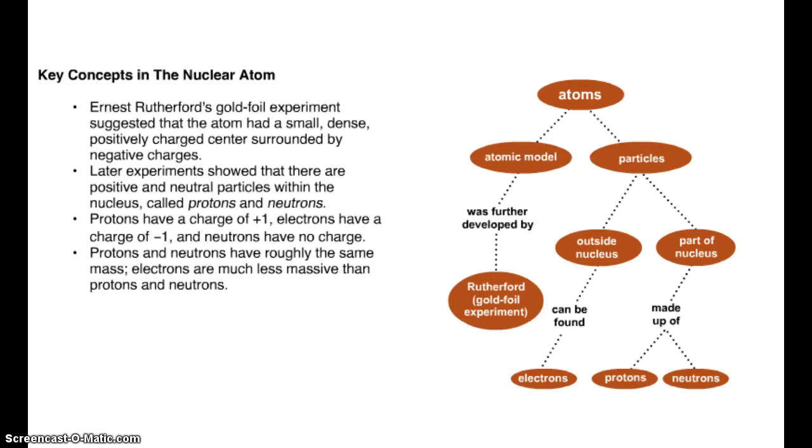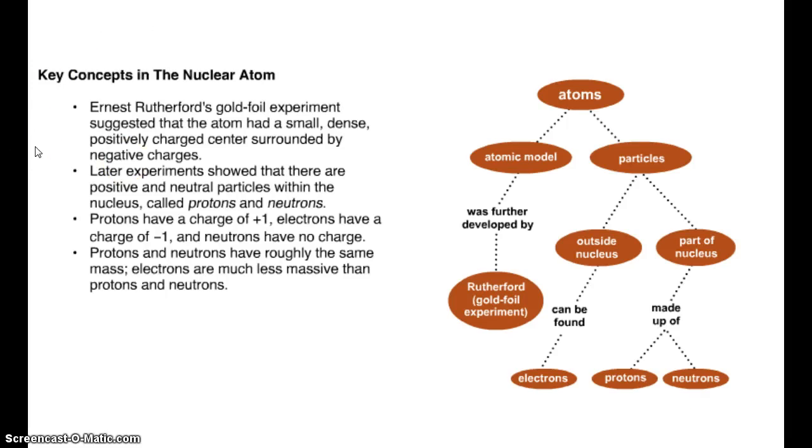Early concepts in the nuclear atom. So the atomic model was developed further by Rutherford's gold foil experiment. The atom's particles outside the nucleus are the electrons, and the nucleus is made up of protons and neutrons. So if I ask you what is in the nucleus, you would say protons and neutrons.